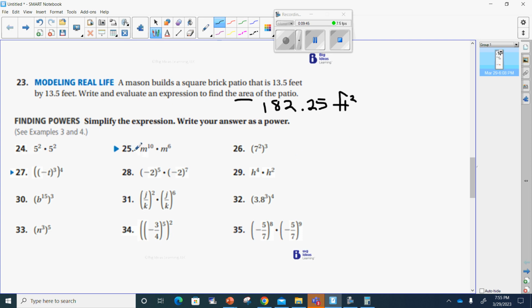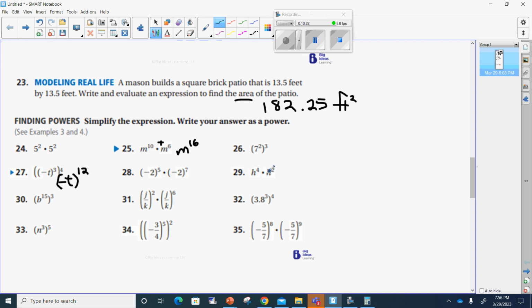All right, we're on number 25 now. Simplify the expression, write your answer as a power. Well, m to the 10 times m to the 6 is m to the 16. When I'm multiplying two bases that are the same, I can add my exponents. Number 27, when I have a power to a power, and that's what this is here, I can multiply them. So this is going to be negative t in parentheses here to the 12th power.